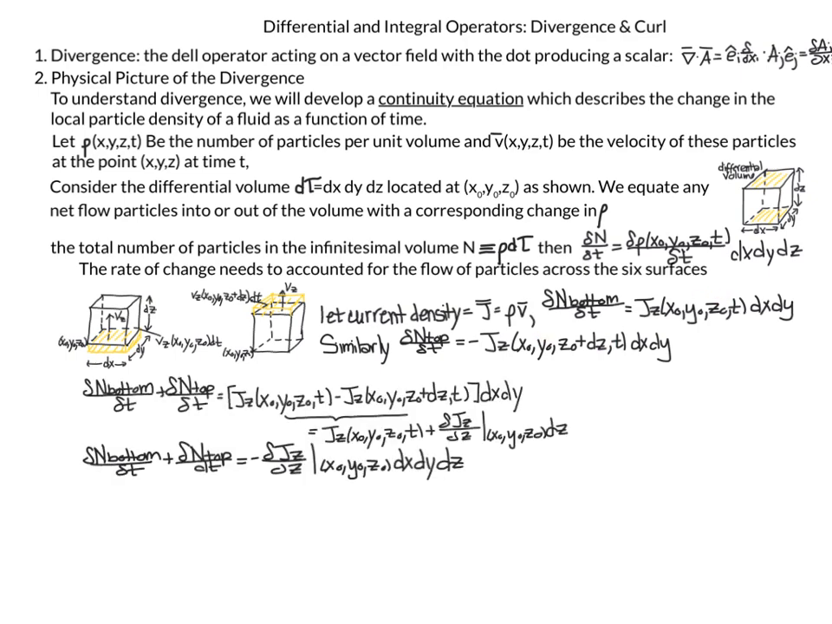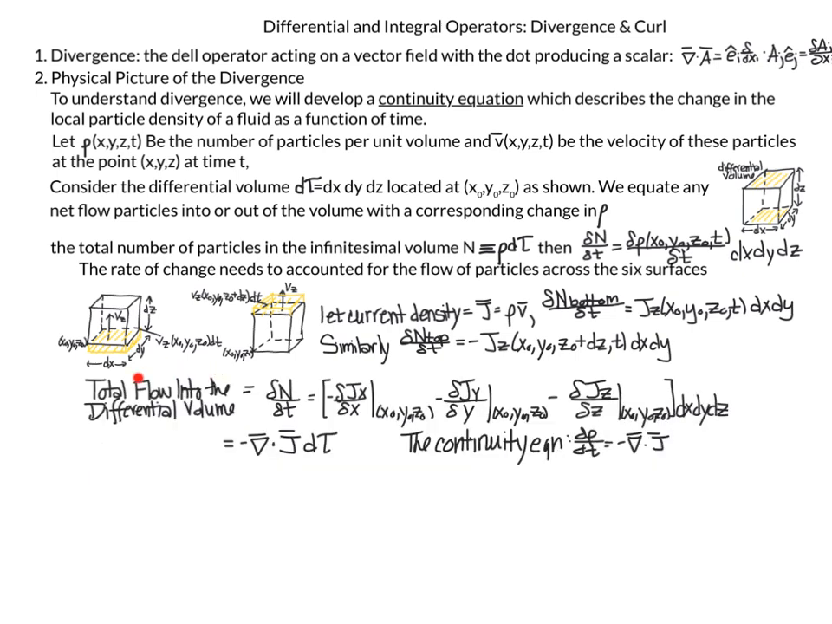And the fact that they're not the same, when we add the change in the bottom plus the change in the top, we're going to have j of x naught, y naught, z naught, t. This is the bottom because z is at z naught, minus j of x naught, y naught, z naught plus dz of t. That gives us the top because we're at z naught plus dz, with the same x and y. This part here is simply the change in j. So in other words, the top and bottom is negative the change in j of z over dz at x naught, y naught, z naught, times dx, dy, dz.